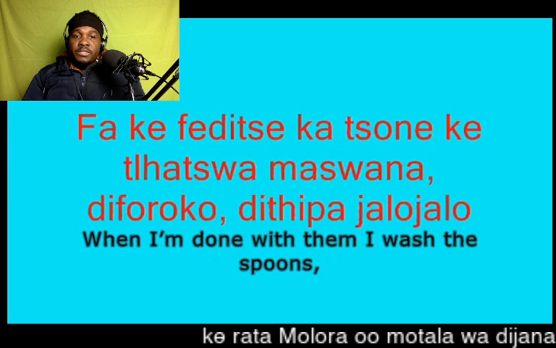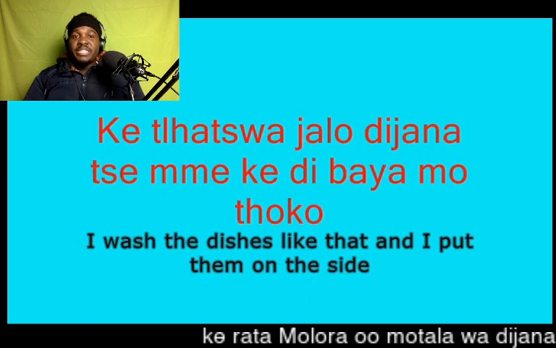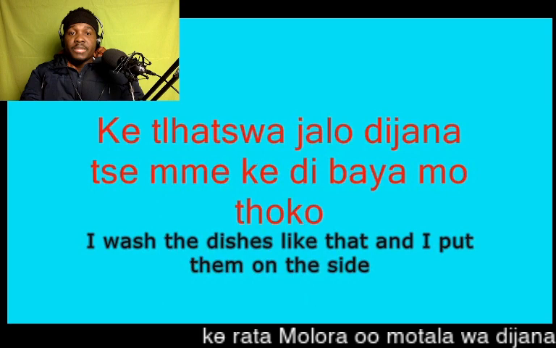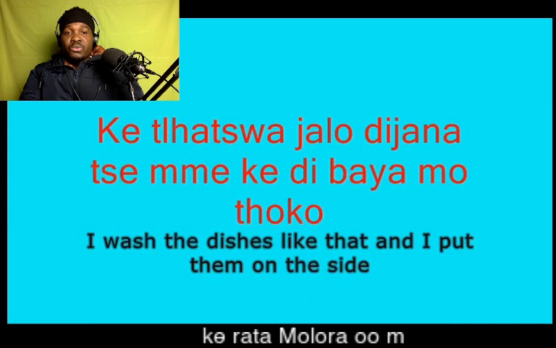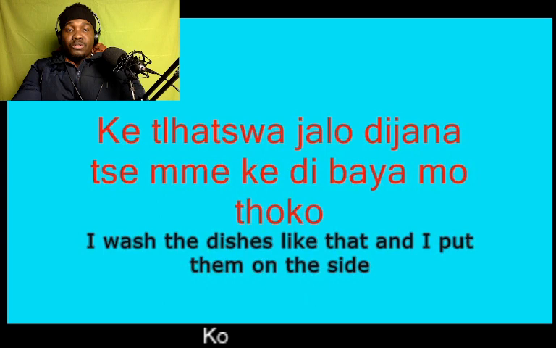Let me just take it back there. Ke tlhatswa jalo dijana tse mme ke di baya mo thoko. So, there's only one word you're going to change here. If you are speaking Setswana from Botswana, instead of mo, you are going to say ko: ke di baya ko thoko. I put them aside. Instead of mo thoko, you say ko thoko. That's how you say it with Setswana from Botswana.